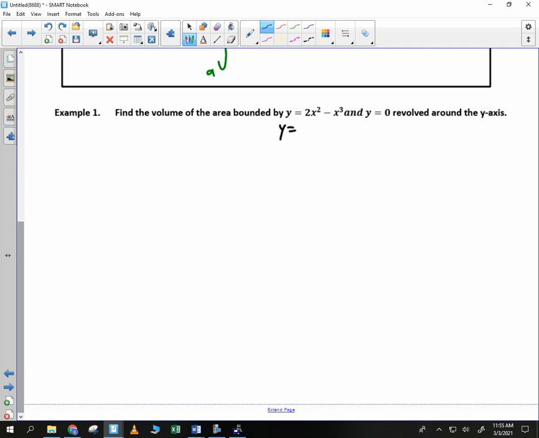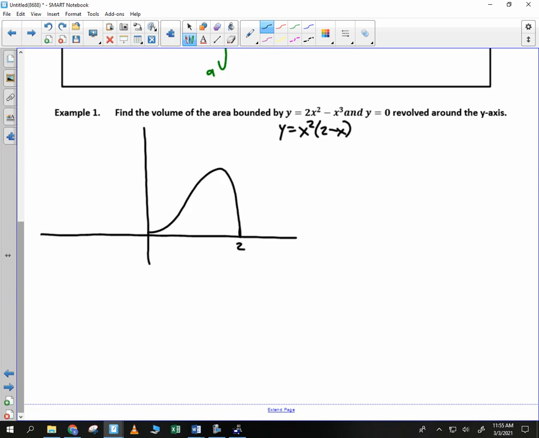I'm going to take this function, y equals 2x squared minus x cubed, and y equals 0 revolved around the y-axis. I'm going to factor out an x squared to get 2 minus x, so I could show you what the shape looks like. Everybody agree that that crosses the x-axis at 0 and at 2? And that's what it looks like, okay? Now, I get that you may not know that. I'm just showing you that's the picture that you would see on your graph, okay?